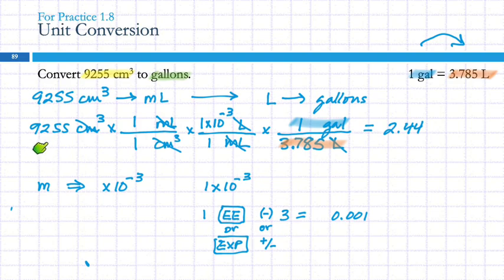My starting number had 4 sig figs. So if I'm just guessing, that would be a good guess. This is exact, that's exact. Is this one exact? No, but it has 4 sig figs also. So I'm going to need 4 sig figs. It'll be right there, and I'm just going to write down the next 2 digits. And so this is 2.445 gallons.